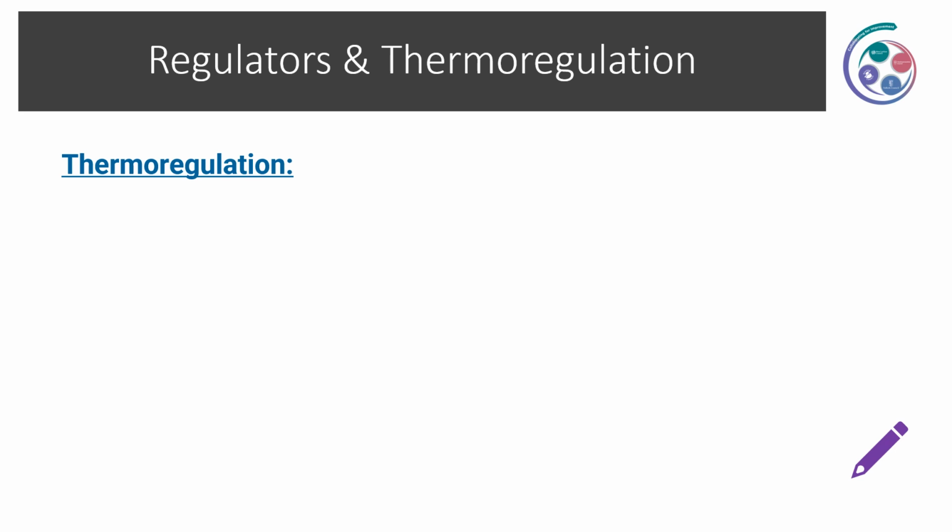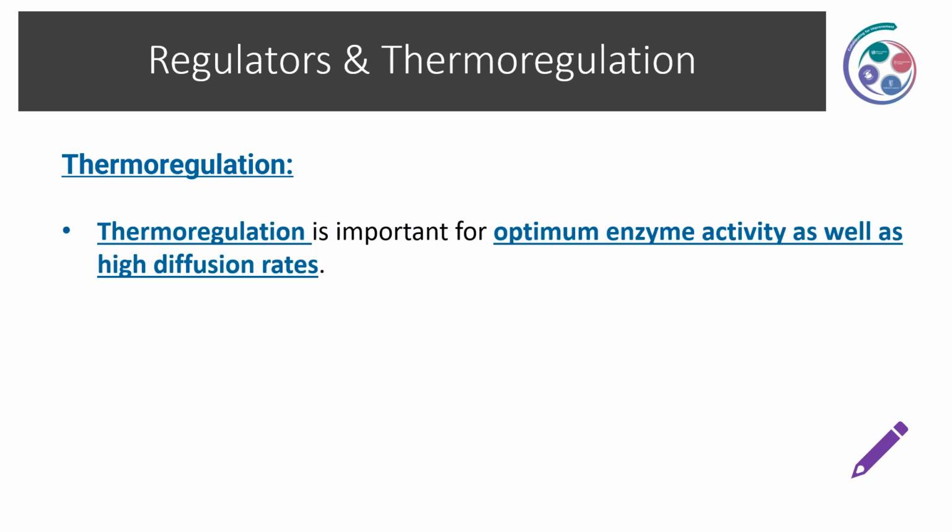Let's now spend some time talking about thermoregulation. So thermoregulation is the ability of an organism to keep its body temperature within certain boundaries, even when the surrounding temperature is very different. Why is thermoregulation important then? Thermoregulation is important for two things: optimum enzyme activity, as well as high diffusion rates.